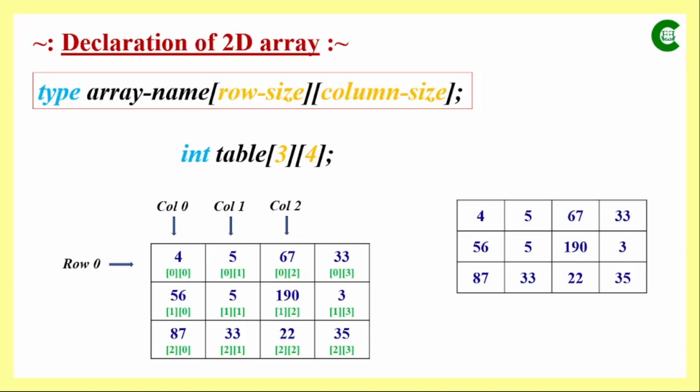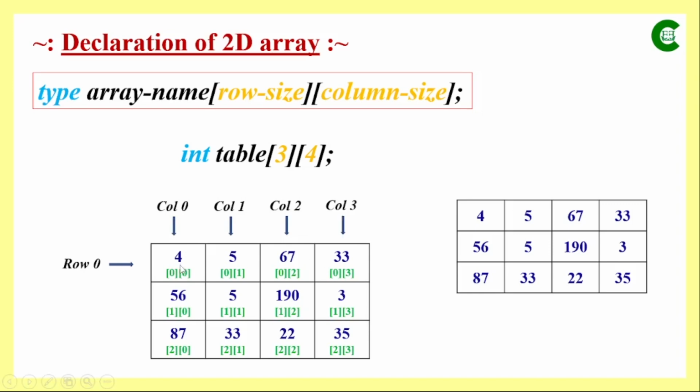So if we focus on the index value, then the index value for row will be 0 and the column will be 1. Then for the third element of that array, the index value for row will still be 0 and the index value for column will be 2. And for the next element of the first row, the index value of the row will be 0 and the index value of the column will be 3.